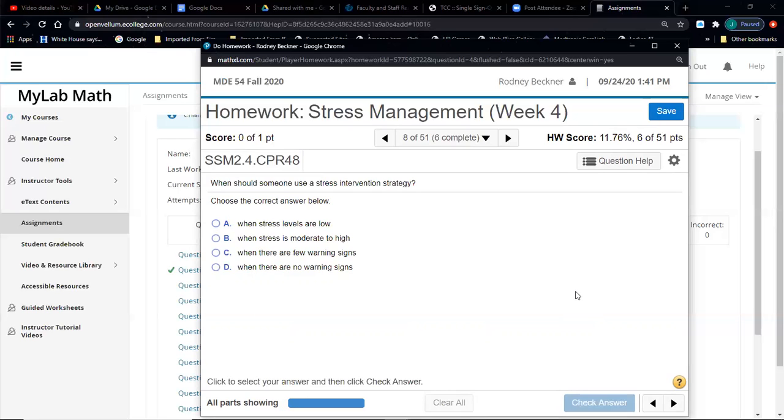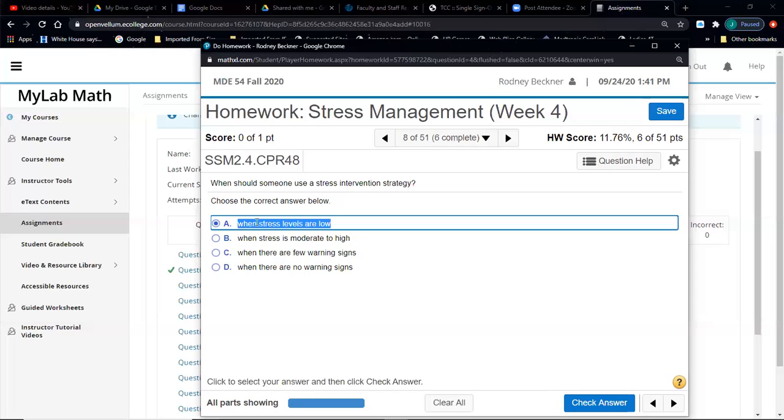When should someone use a stress intervention strategy? When stress levels are low, moderate to high, when there are few warning signs, or when there are no warning signs. Stress intervention. So intervention is usually there's a problem going on. It's not that a problem is developing, it's a problem that needs correction ASAP. So stress levels being low, I don't know that we would want to intervene there.